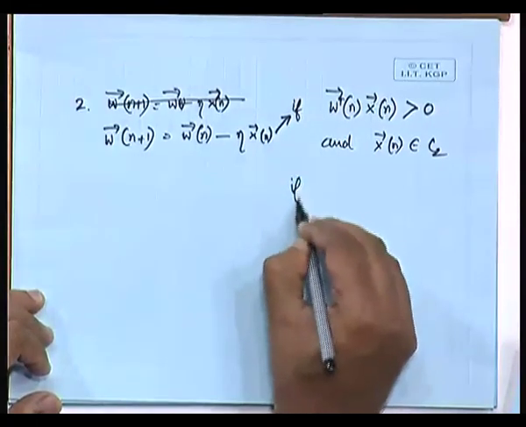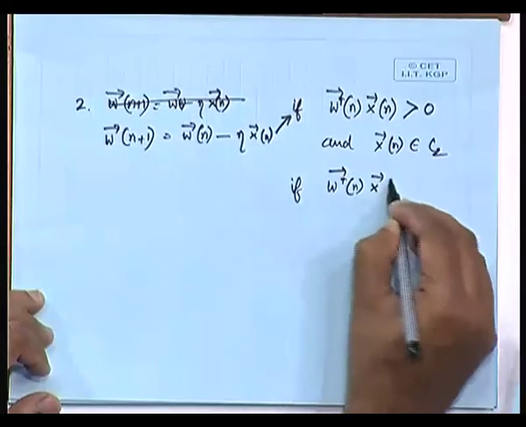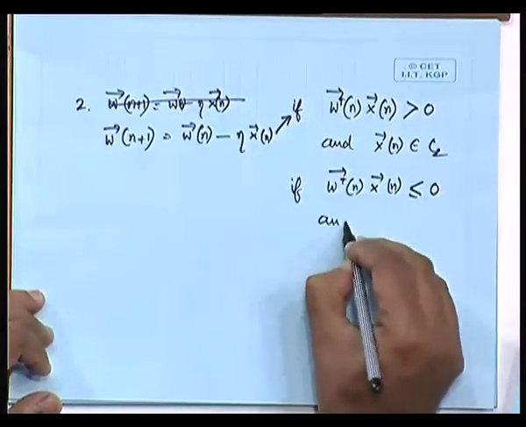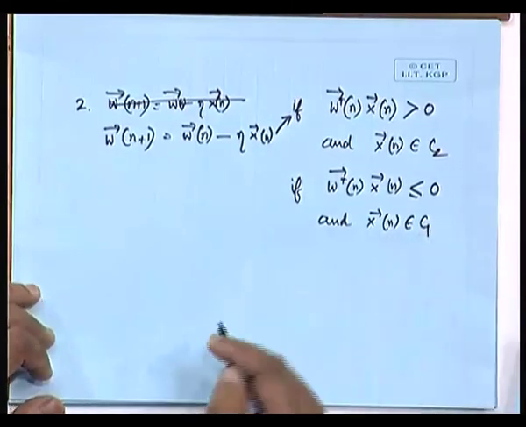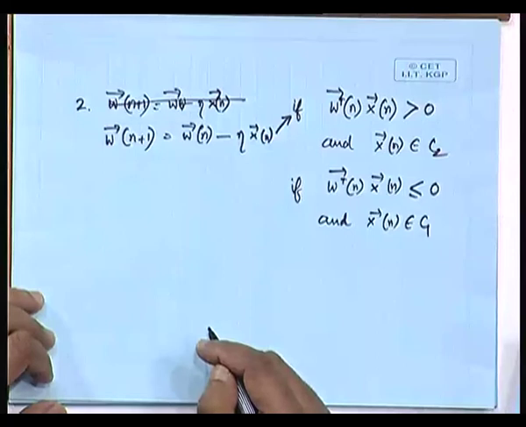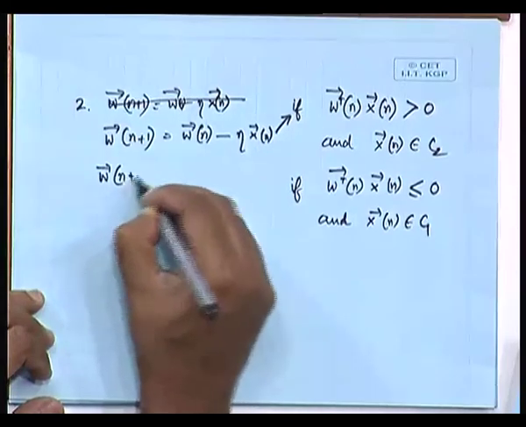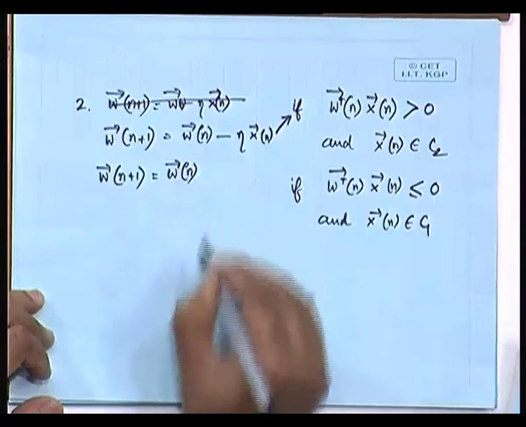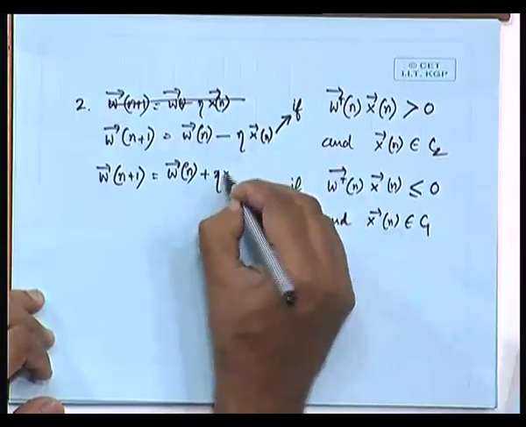And if we have W transpose xn less than or equal to 0 and xn belonging to C1, that is also a misclassification. In this case, what should be my weight updating equation? Wn plus 1 is equal to Wn plus eta xn, correct. Why is it plus here and why is it minus here?